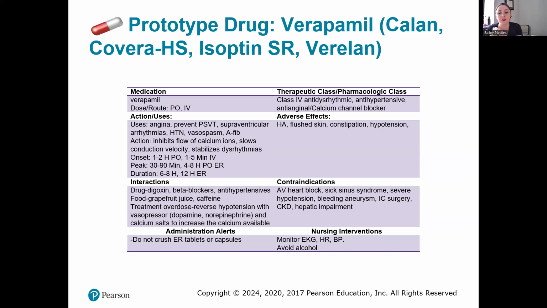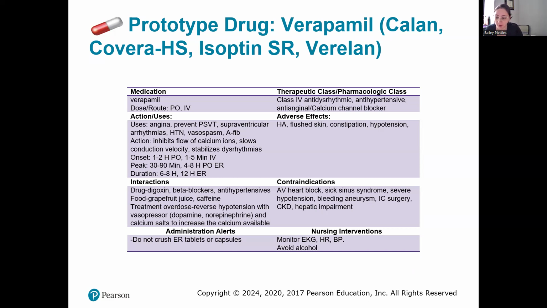Drugs we want to avoid: digoxin, beta blockers, and antihypertensives, because we don't want to make you more hypotensive, right? Grapefruit juice and caffeine we should avoid. Reverse hypotension with dopamine or norepi, which we're going to talk about soon, and calcium salts to increase the calcium available.